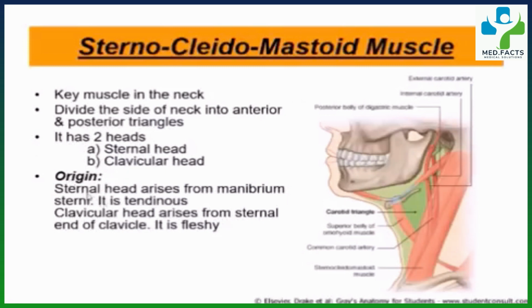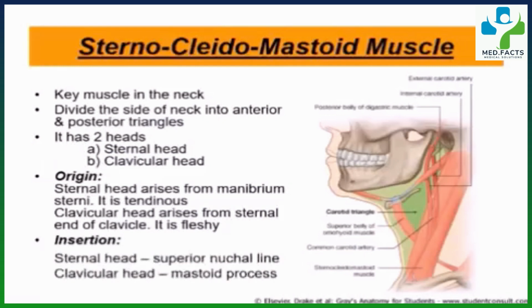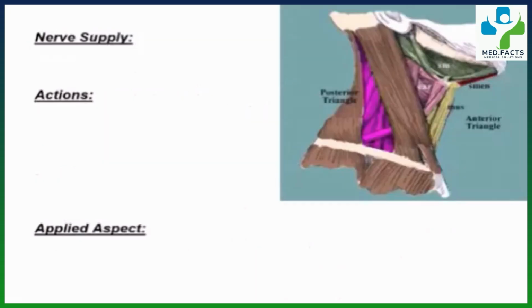So here you can see the origin. One head, the sternal head, arises from the manubrium sterni. It is tendinous, and the clavicular head arises from the sternal end of the clavicle. It is fleshy. So it has a tendinous part as well as a fleshy part. The insertion is to the mastoid process, as well as a line extending here called the superior nuchal line. The sternal head gets inserted to the superior nuchal line, and the clavicular head gets inserted to the mastoid process. So this is the origin and insertion of the sternocleidomastoid muscle.